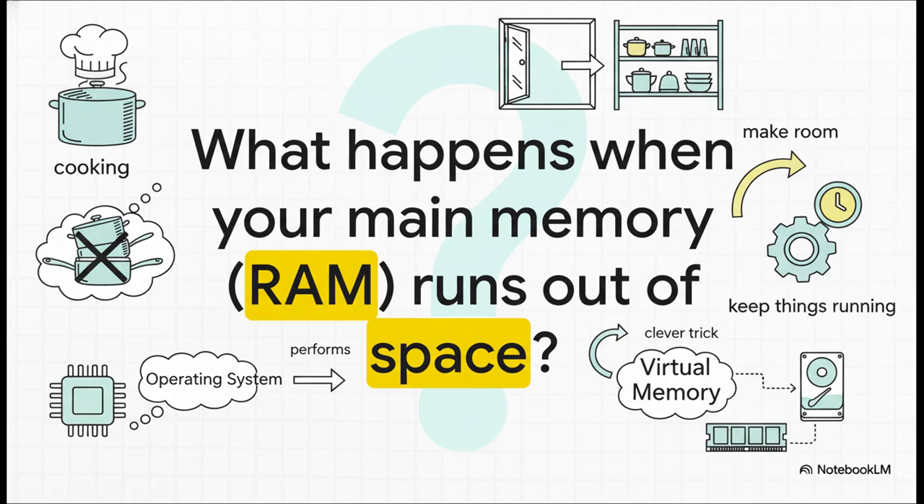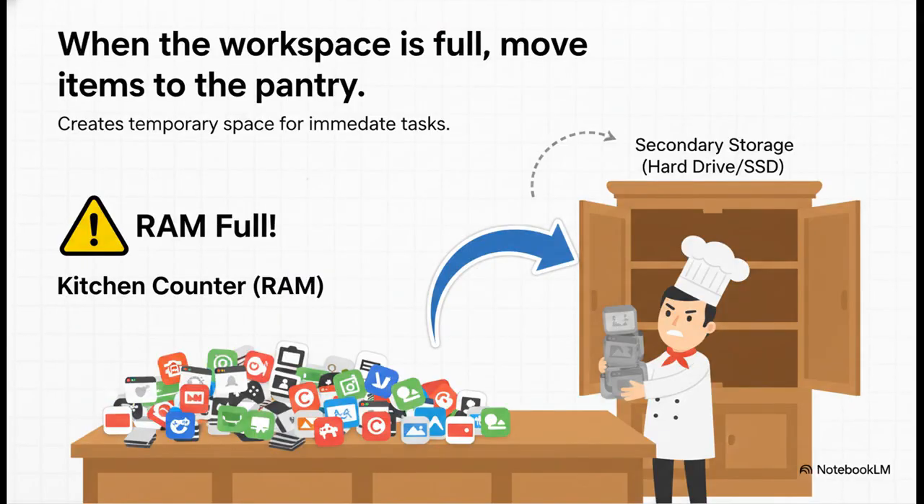Well, it uses a little bit of digital magic to basically extend its workspace. When that kitchen counter gets way too crowded, the chef temporarily moves the ingredients they aren't using right this second over to a nearby pantry. In the computer's world, that pantry is your hard drive or your SSD. This frees up space on the counter for the most important task at hand.